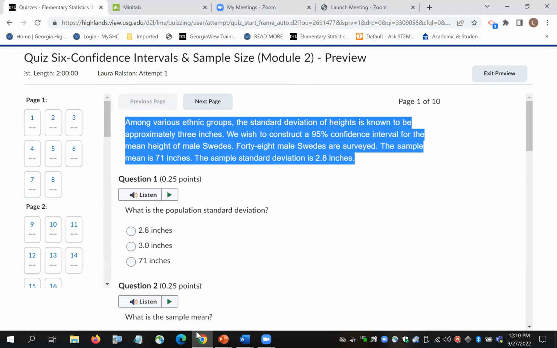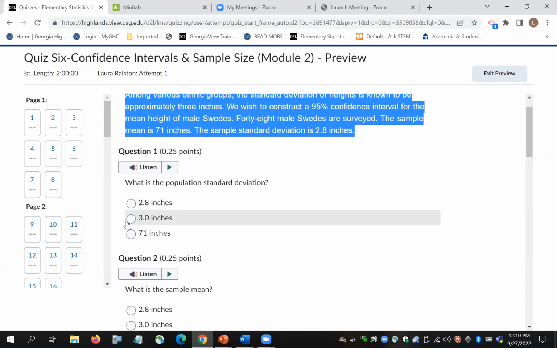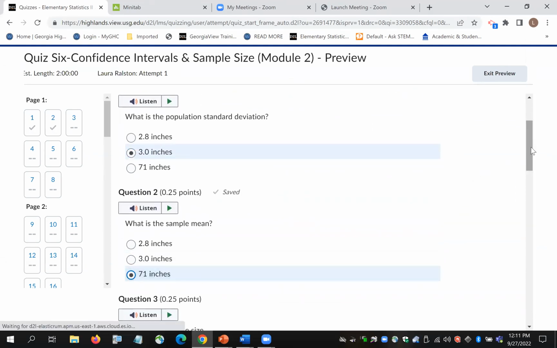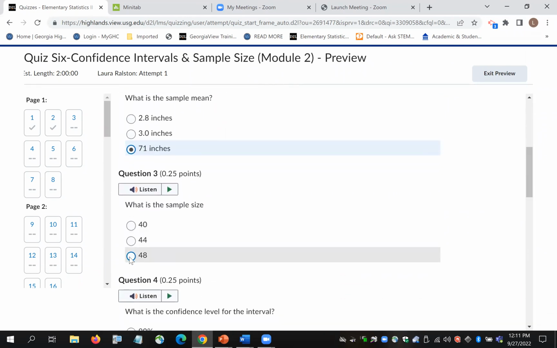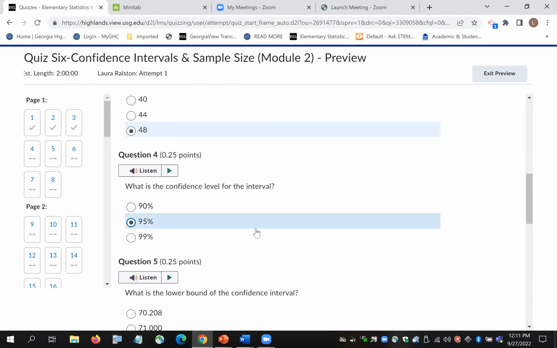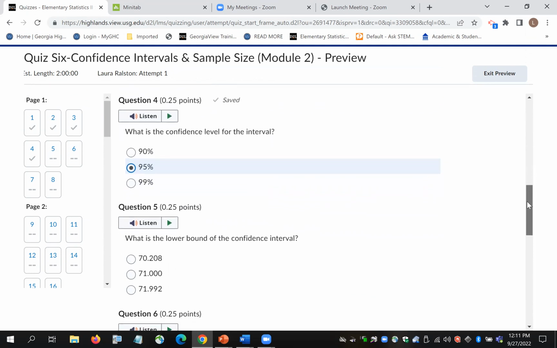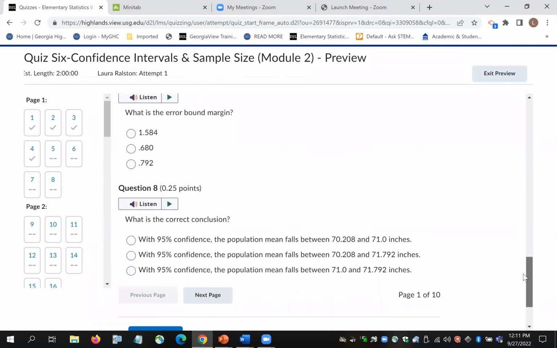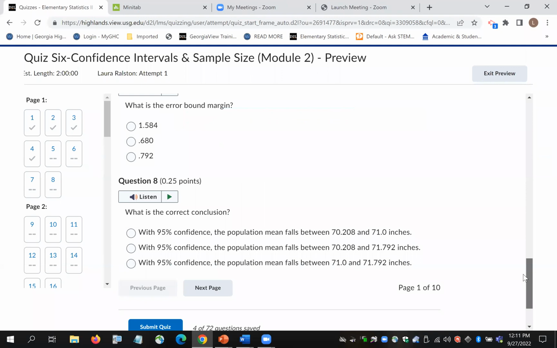Now, again, it seems like this is a much longer assignment, and I guess it is, but guys, a lot of it's given to you in the problem. Population standard deviation is 3. The sample mean is given in the problem and is 71 inches. The sample size is given in the problem and is 48. The confidence level is given in the problem as 95%. You then have to calculate the lower bound, the upper bound, and the error bound margin, and then you have to choose the correct conclusion. I did not write these problems, so they don't use the proper verbiage.